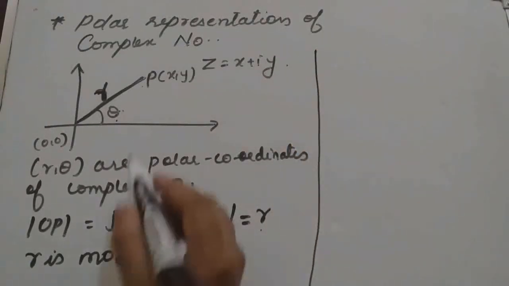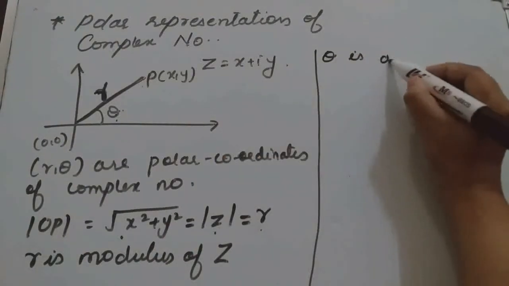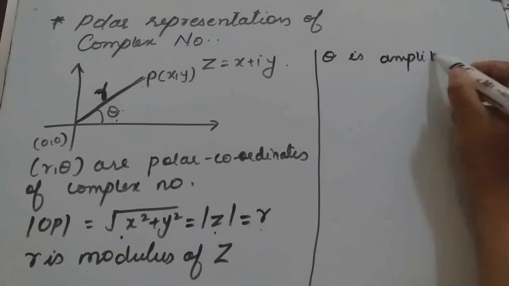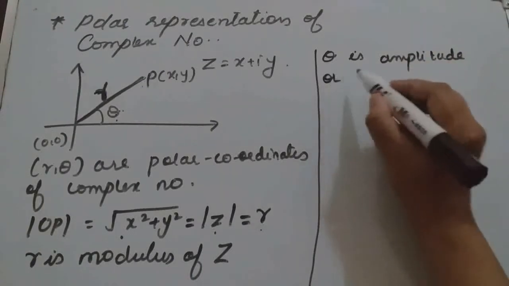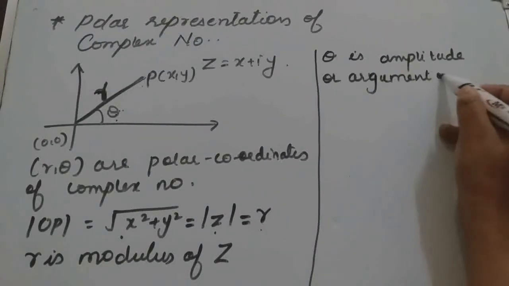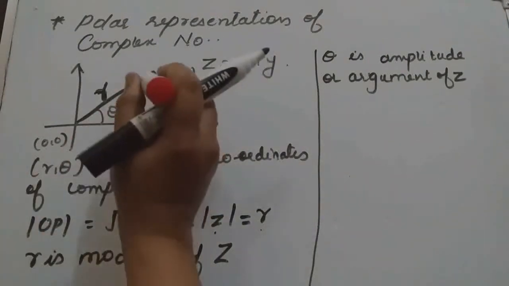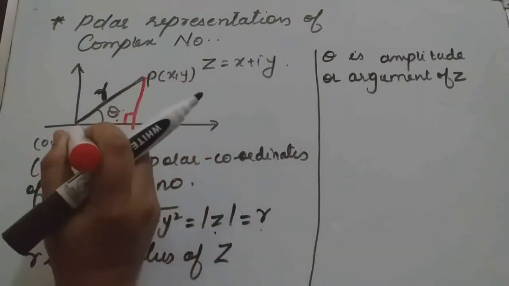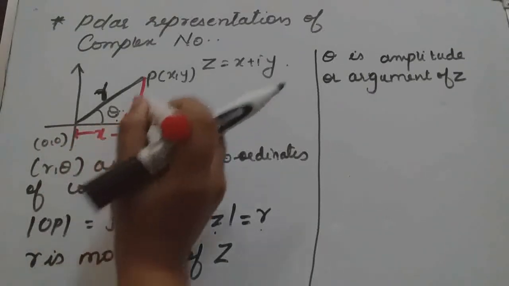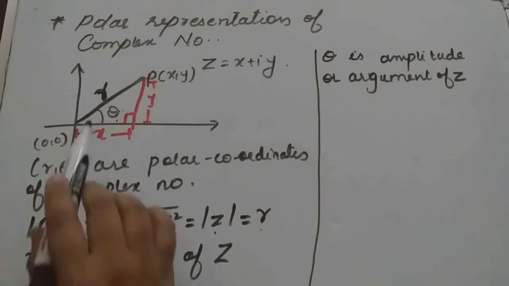Now theta is the amplitude or argument of z. So how can we find the theta value here? See, we will draw one perpendicular. This length is x, this length is y. So now there are three ways in which we can find theta.